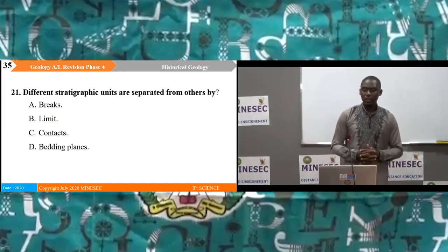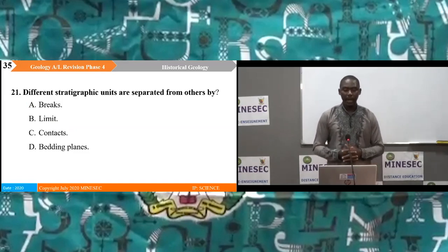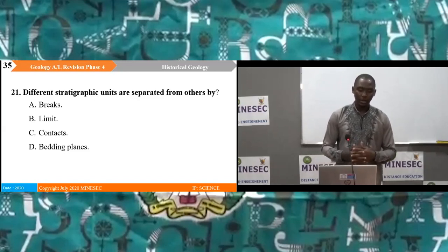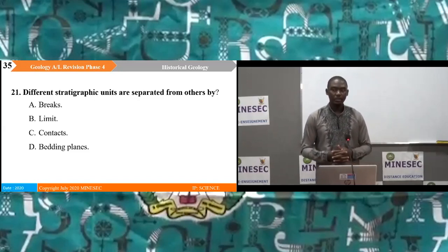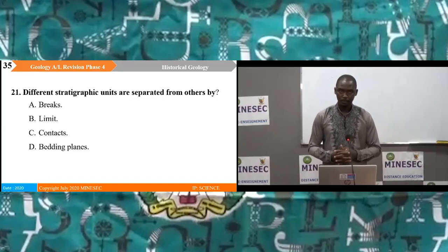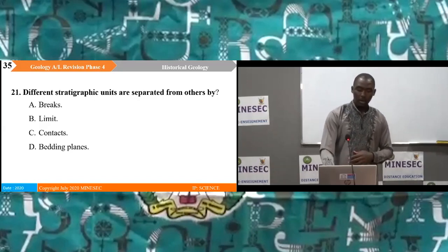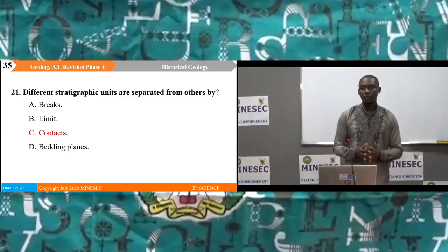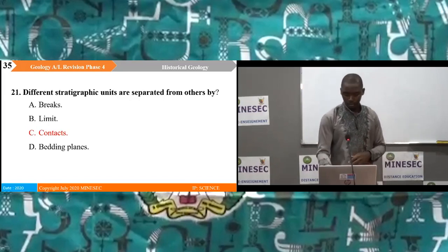Different stratigraphic units are separated from others by A, breaks, B, limit, C, contact, and D, bedding planes. Our correct response here is contact. This contact can be conformable, it can be unconformable.